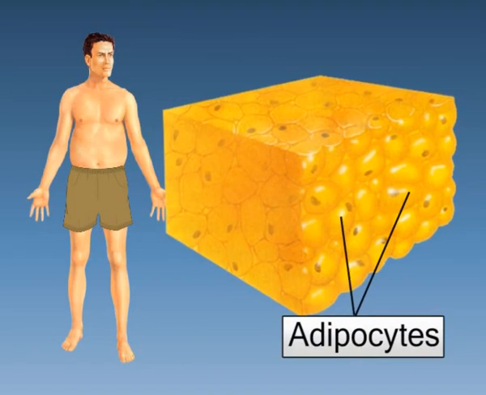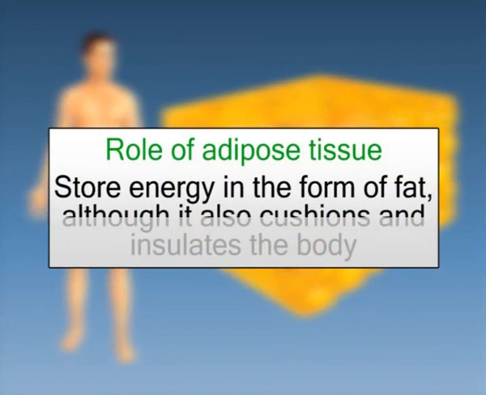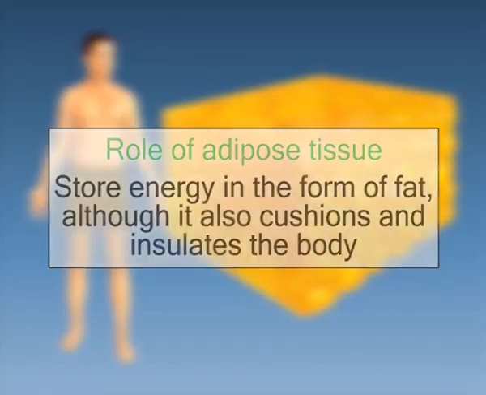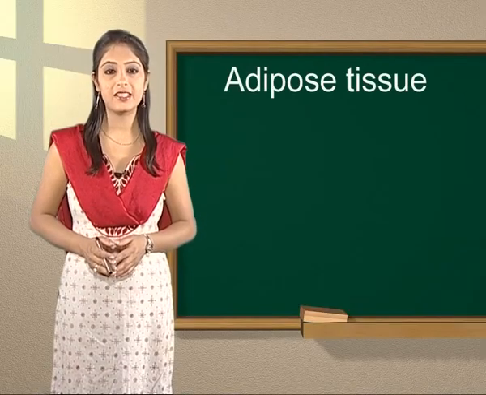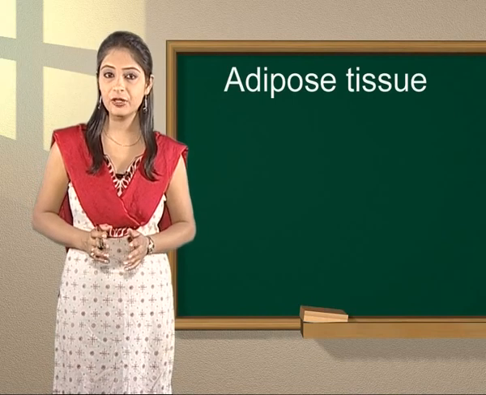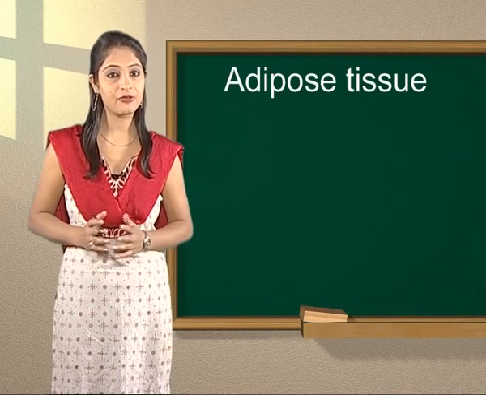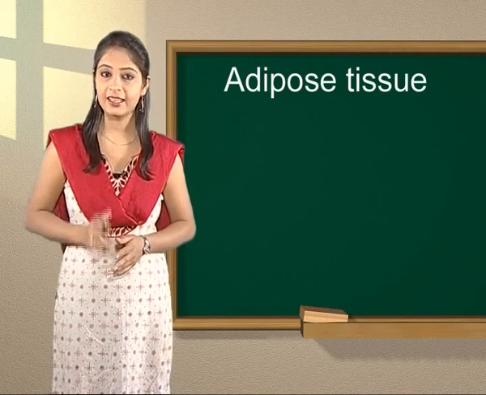The main role of adipose tissue is to store energy in the form of fat, although it also cushions and insulates the body. Adipose tissue is a type of loose connective tissue. It has reduced matrix material and contains enlarged fibroblast cells that store fat.